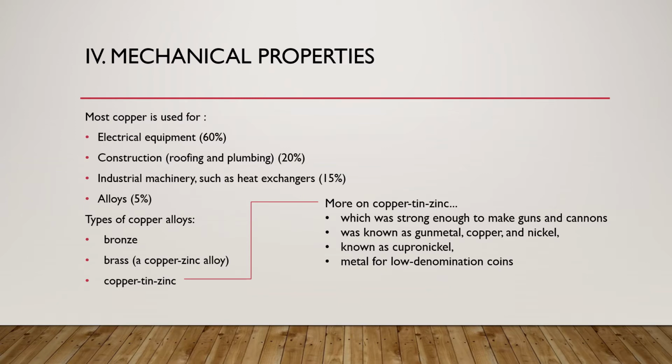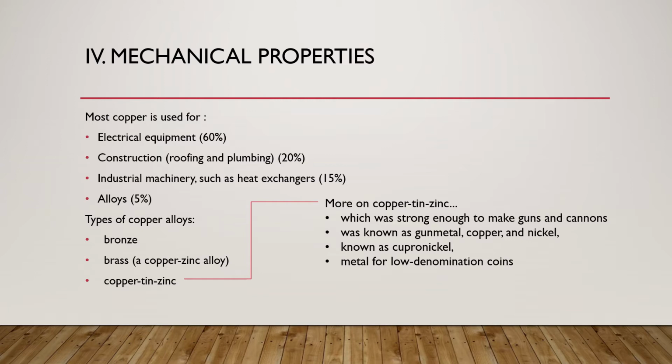Mechanical properties. Most copper is used for electrical equipment, construction, roofing, and plumbing. That is about 20%. Industrial machinery such as heat exchangers, 15%. Alloys, 5%. Types of copper alloys.